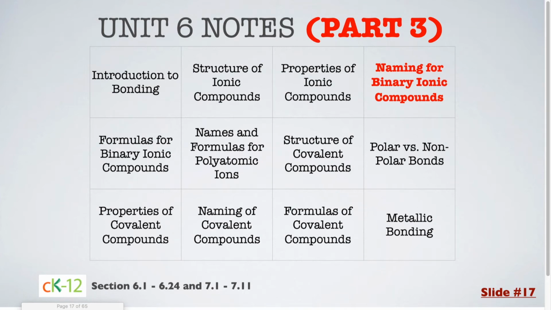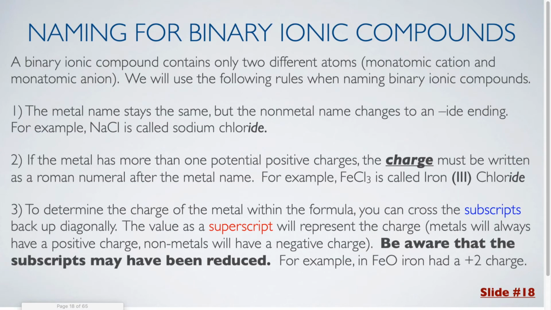In part 3 of the Unit 6 notes, we will be naming binary ionic compounds. A binary ionic compound contains only two different atoms. It consists of a monatomic cation, monatomic meaning just one type of atom in the cation, and a monatomic anion. We will use the following rules when naming binary ionic compounds.